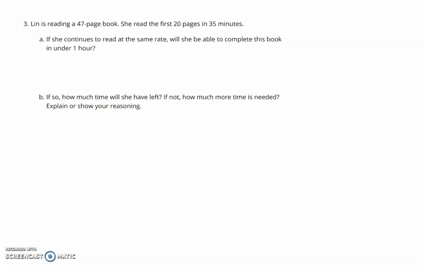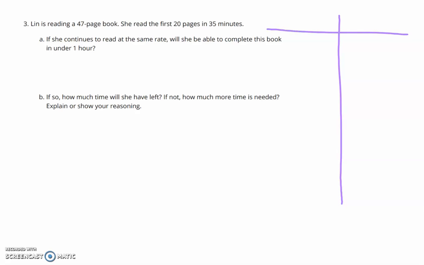Page 225, number 3. Lynn is reading a 47-page book. She reads the first 20 pages in 35 minutes. Part A says, if she continues to read at the same rate, will she be able to complete this book in under 1 hour? Let's start there.